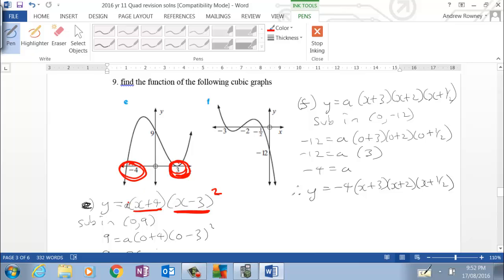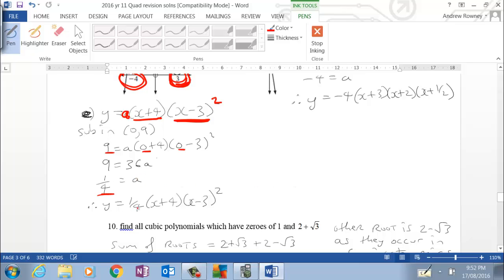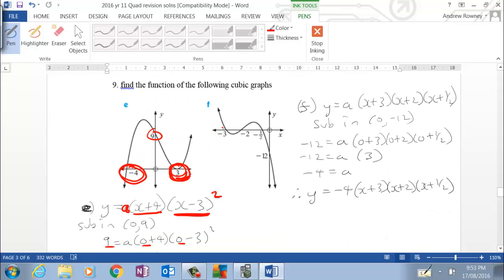In general, we put an a out the front to have it in general form. And to find that a, we sub in a point which is 0, 9. So 0 goes where x is, 9 goes where y is. If you go through that simplifying procedure, then you'll get a is a quarter, so write it back at the front there. Likewise, this one over here, you've got 3 zeros, so you've got 3 factors. And put an a out the front, sub in at this point 0, minus 12, 0 for x, minus 12 for y, and you'll get that a value.